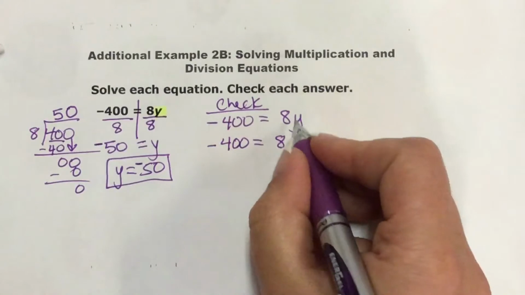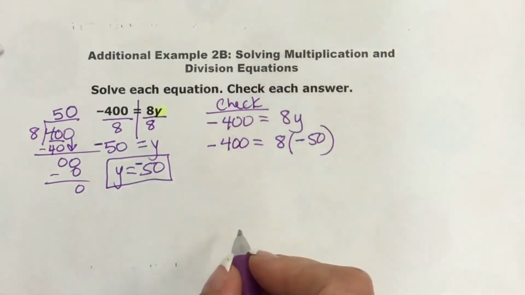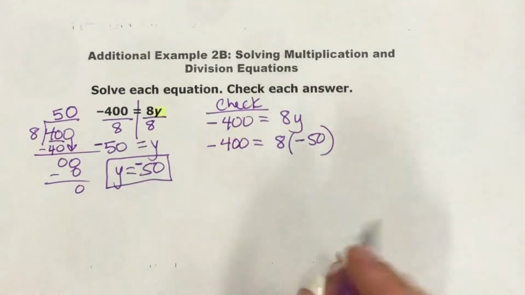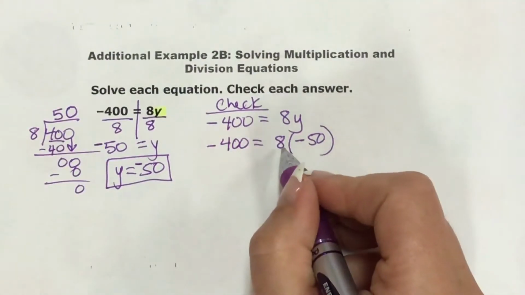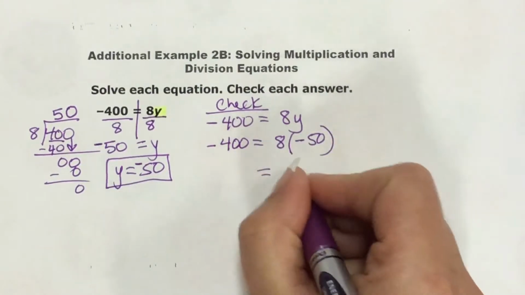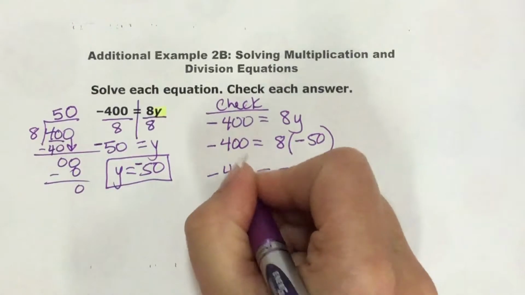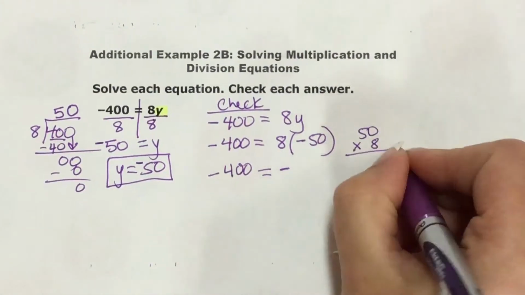So it's 8, and whenever we substitute in a negative number, we need to put it in parentheses, just like that. Perfect. So we just need to simplify this. We're doing 8 multiplied by a negative number. A positive times a negative is always going to be a negative. And then we just need to figure out, well, what is 50 times 8?